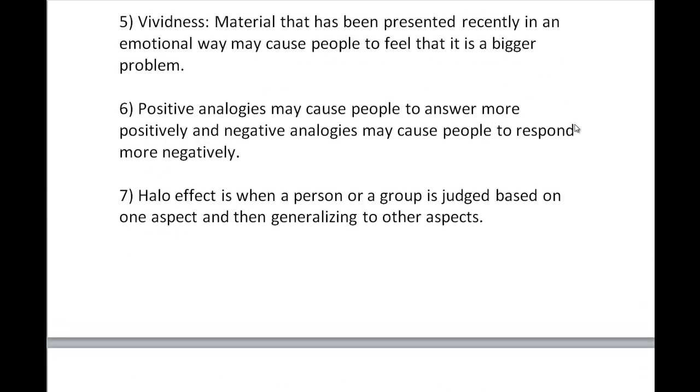Number 5, vividness. If there's a gas spill and you just show, here's the river, it's not going to be nearly as vivid, but if you show all these dead fish on the side of the banks of the river, that's going to be much more vivid. People are going to approach that much more emotionally.